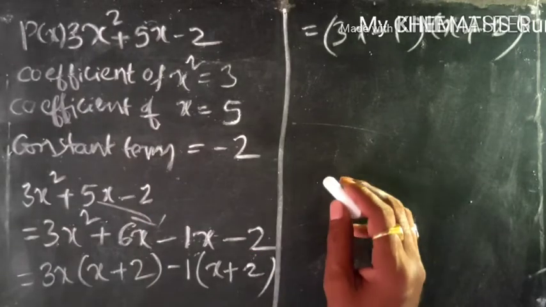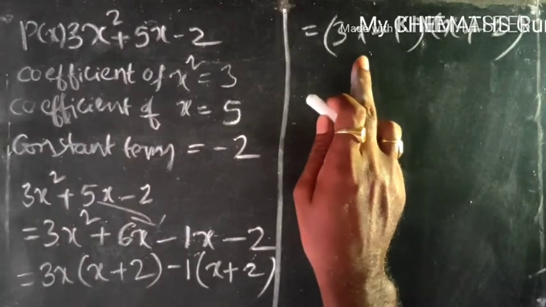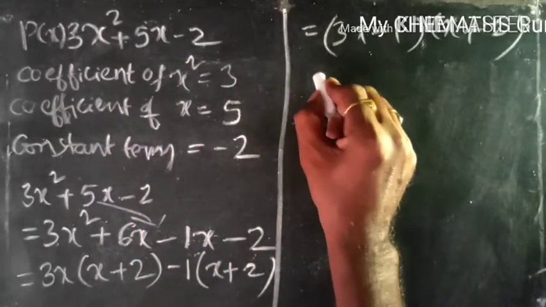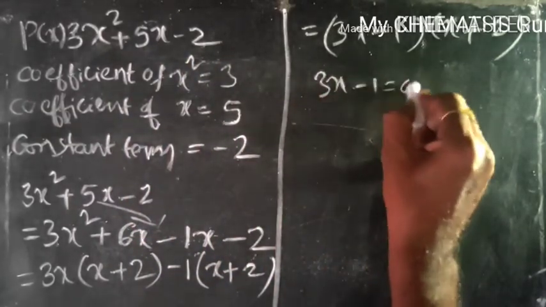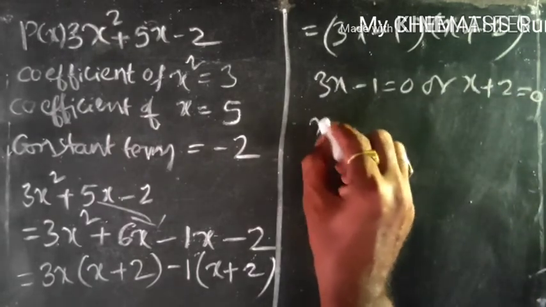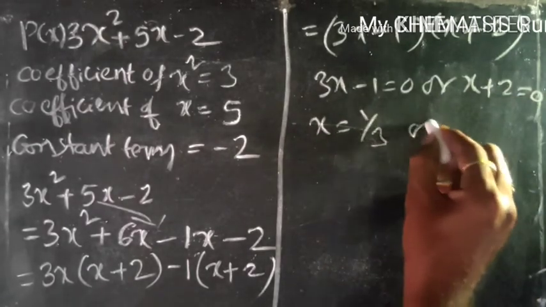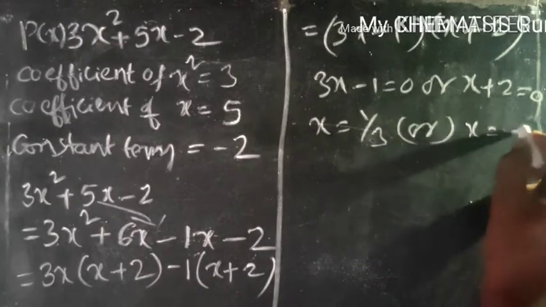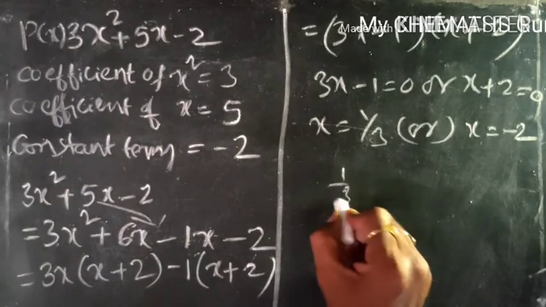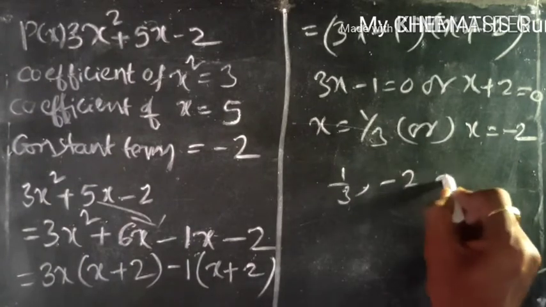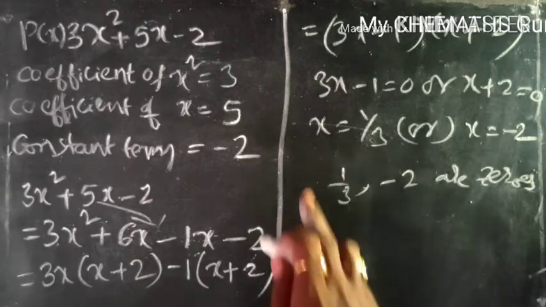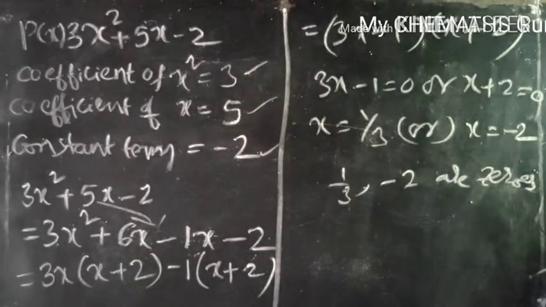Now what do the zeros mean? If p of x is equal to 0, that means when 3x minus 1 is equal to 0 or x plus 2 is equal to 0, that is when x is equal to 1 by 3 or when x is equal to minus 2. So 1 by 3 comma minus 2 are the zeros of p of x. Is it clear? Now these are the zeros and these are the coefficients we got.